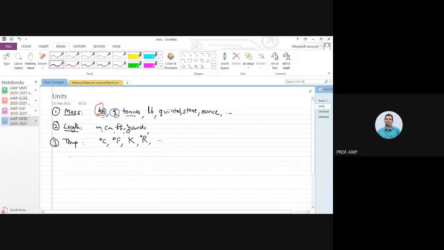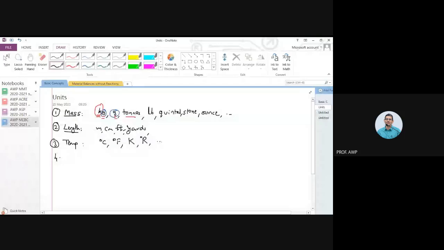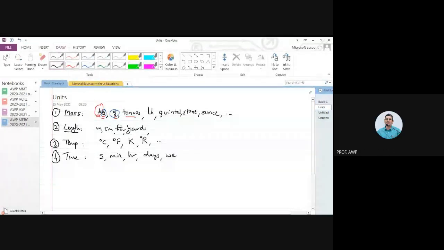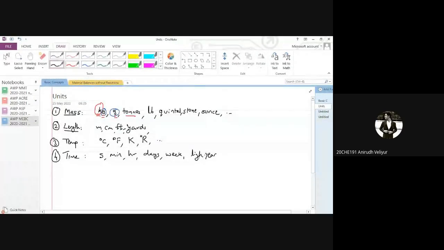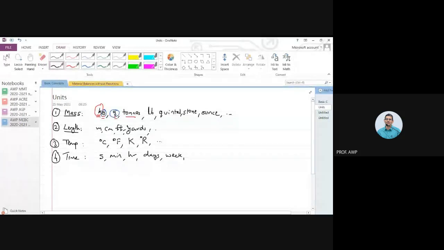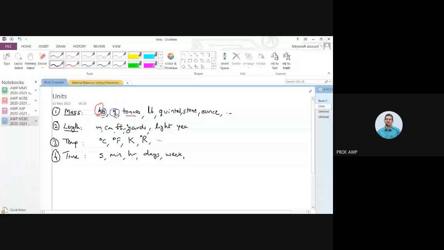Length we have got, mass we have got, temperature we have got, time, basic quantities. Let's talk about time: seconds, minutes, hours, days, week, light year. Light year would be a unit of length. The light year is a unit of distance. Yes, absolutely. It is the distance that light travels, or somebody traveling with the speed of light would travel in 1 year. So light year is a unit of length, not time.